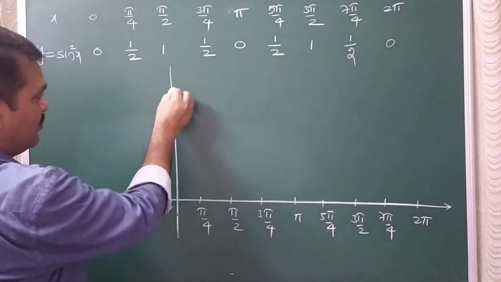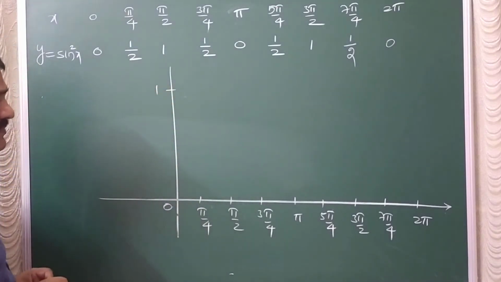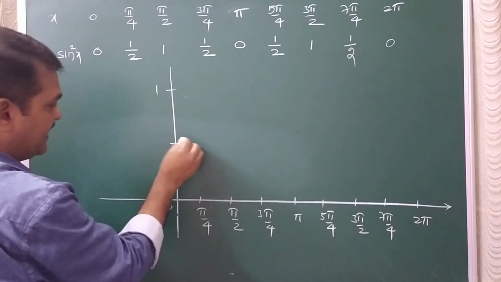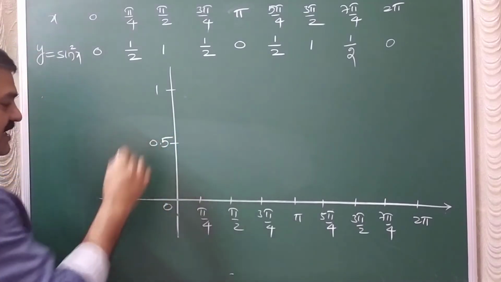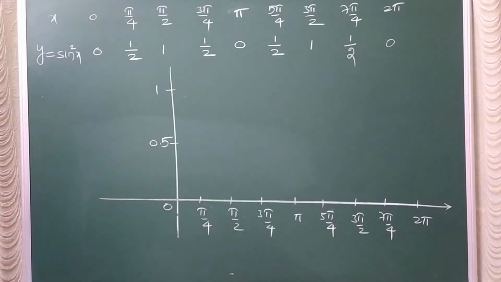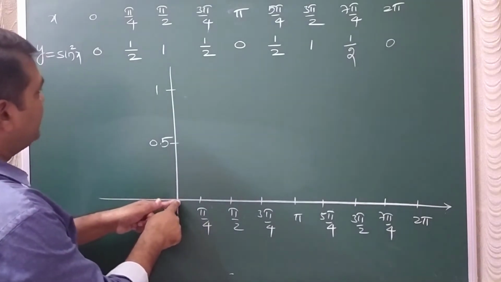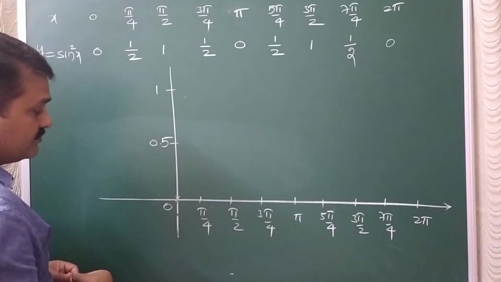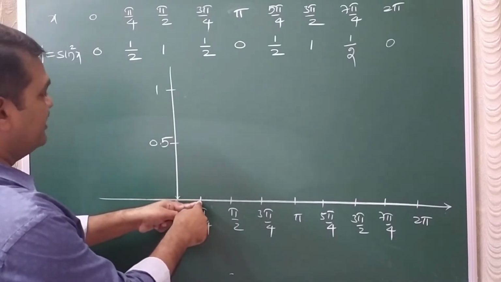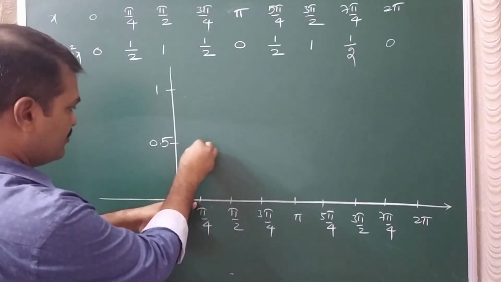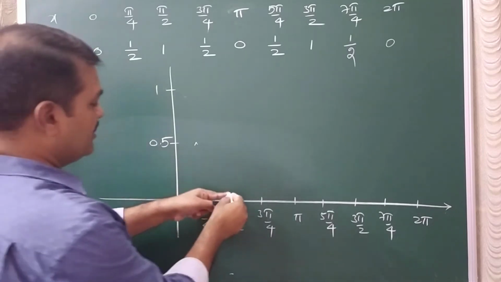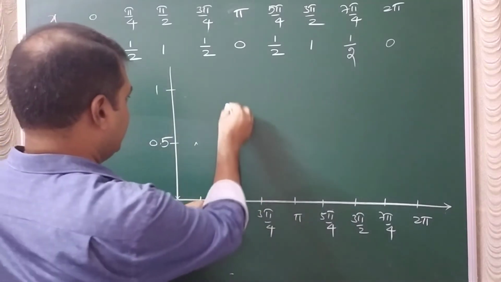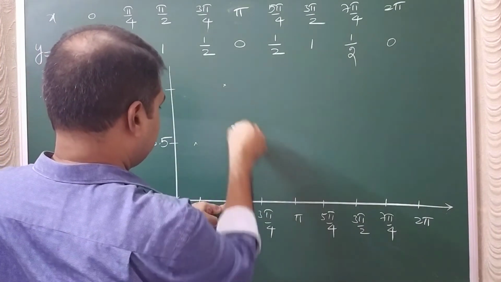So, let me take 1 somewhere here. Between 0 and 1, I will take 0.5 somewhere here. These are enough for you. Okay. So, now, x is equal to 0, y is 0. When x is equal to pi by 4, y is 1 by 2, means 0.5. When x is equal to pi by 2, y is 1, the point is somewhere here.